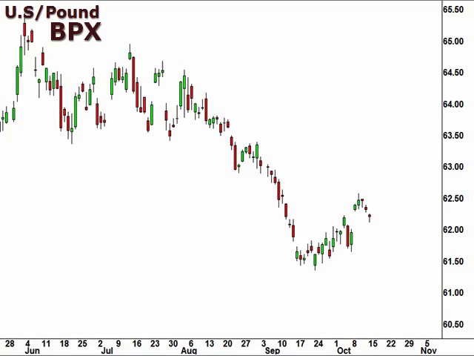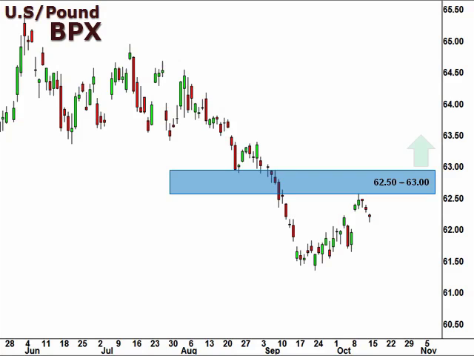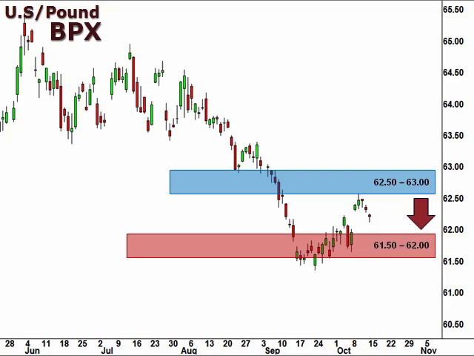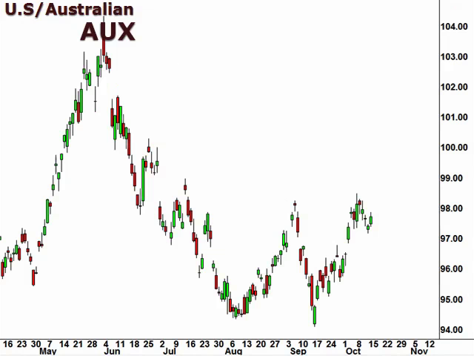Let's take a look at the BPX, the US dollar versus the British pound. Well, the BPX hit 62.5 and rejected. A reversal and subsequent break above 62.5 opens the window for a move higher. 61.5, 62 remains a strong support.